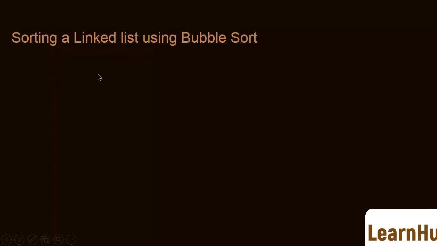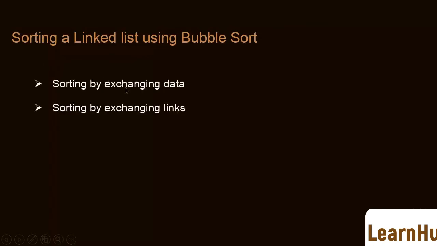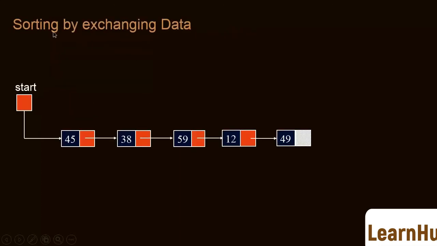In a linked list, sorting can be performed in two ways: by exchanging data and by exchanging links. In arrays, we can sort only by exchanging data. So now first let's see how we can sort a linked list using bubble sort by exchanging data.